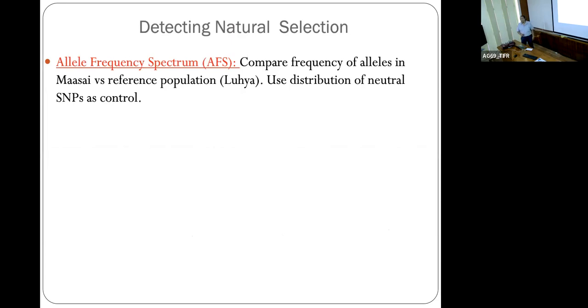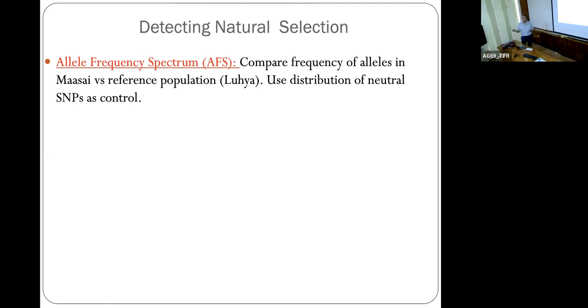Okay. So it turns out that there are ways to detect natural selection. We use three ways to detect natural selection. One of them is obvious. You take frequencies of alleles in the Maasai versus reference population. So let's say some characteristic locus is amplified, then its frequency will be higher in the Maasai compared to the reference population. And you need a baseline population to compare to. So the baseline was neutral SNPs. SNPs in non-coding regions versus coding regions.